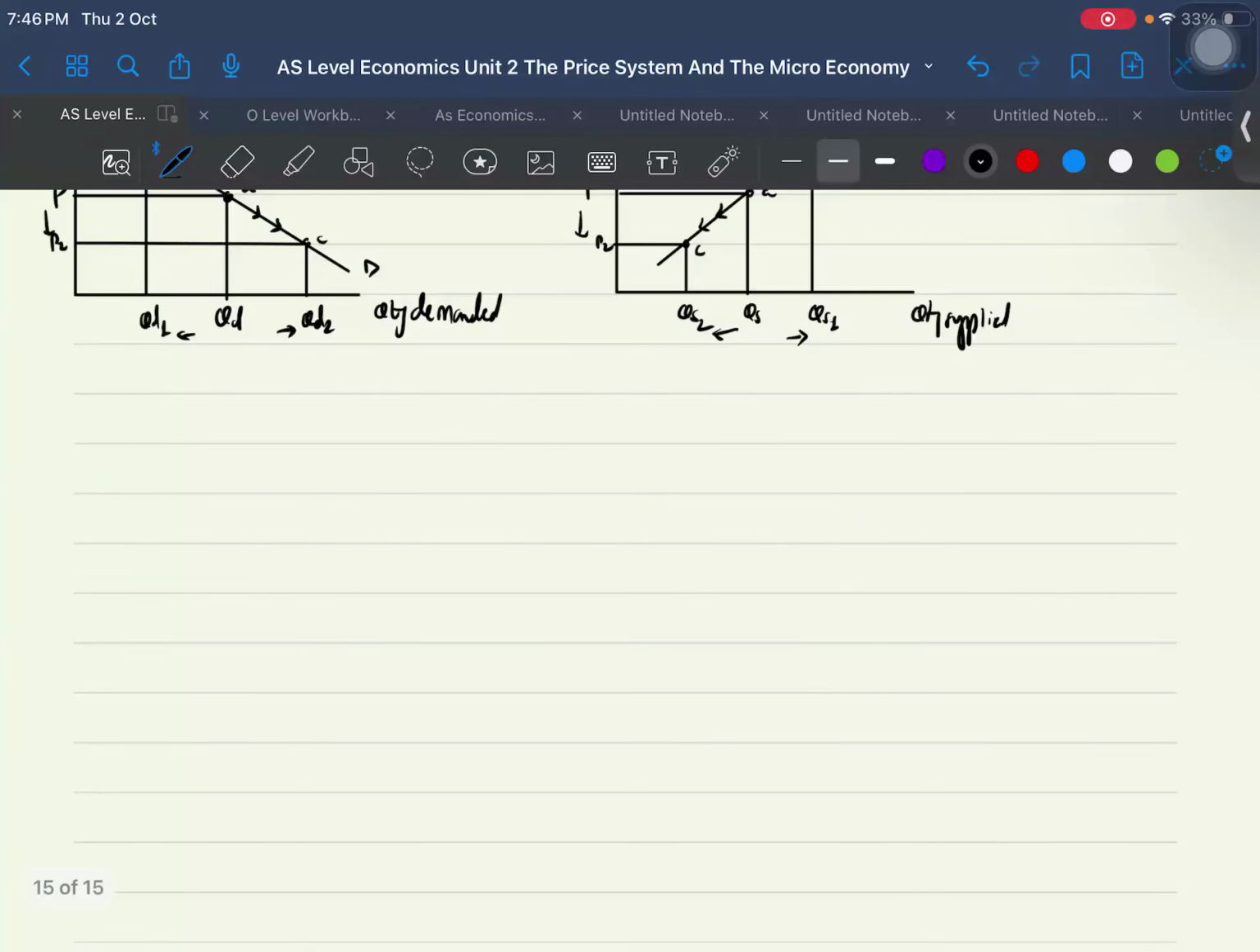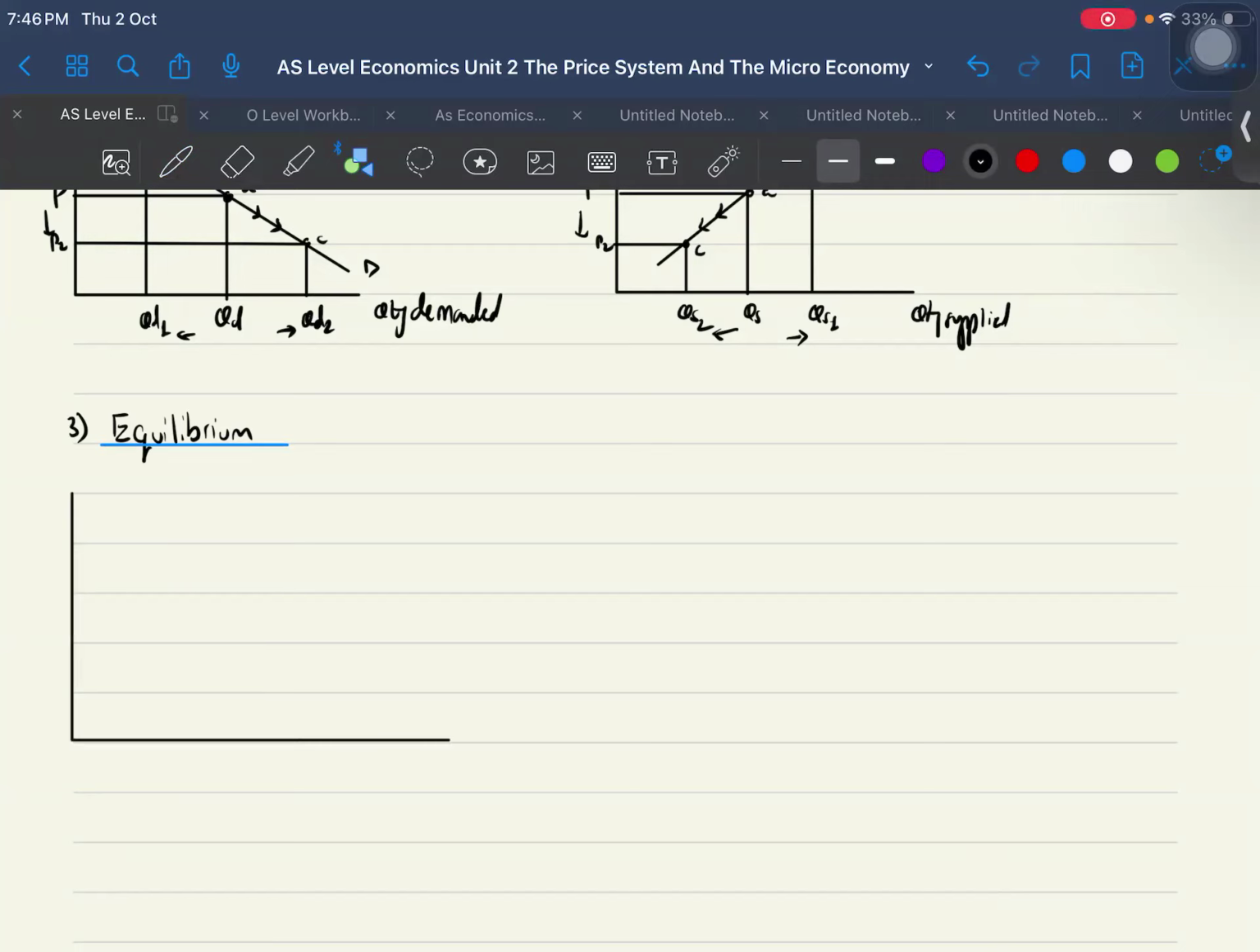Now we're gonna move on towards our third diagram, that is an equilibrium diagram. Okay, so we're gonna just draw the diagram at the first place.